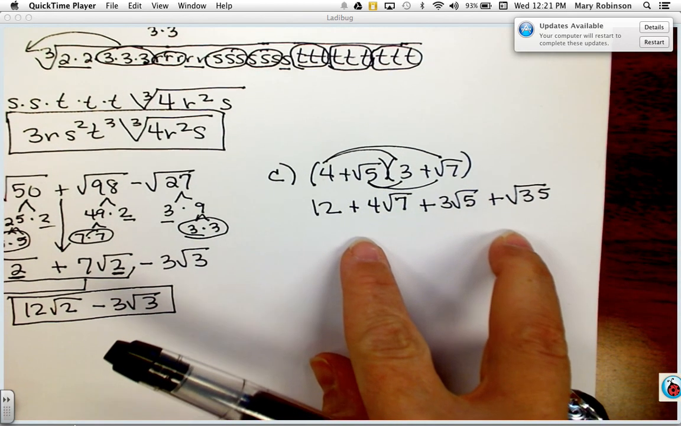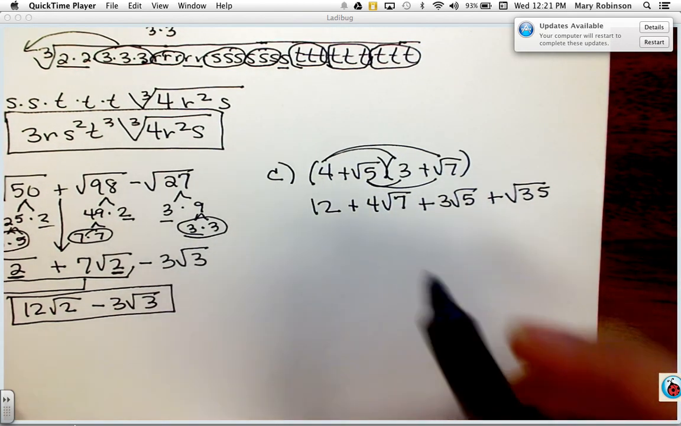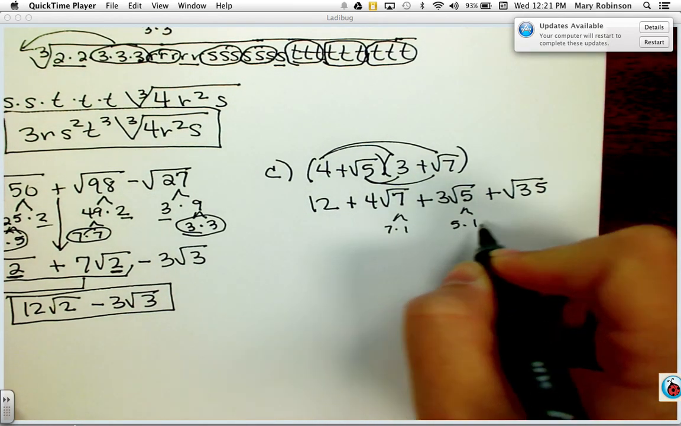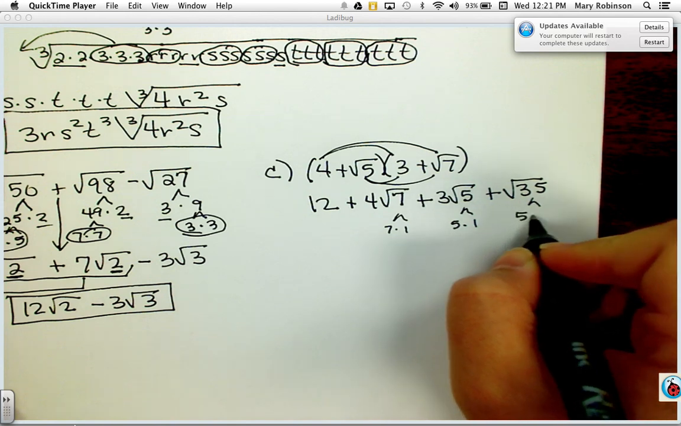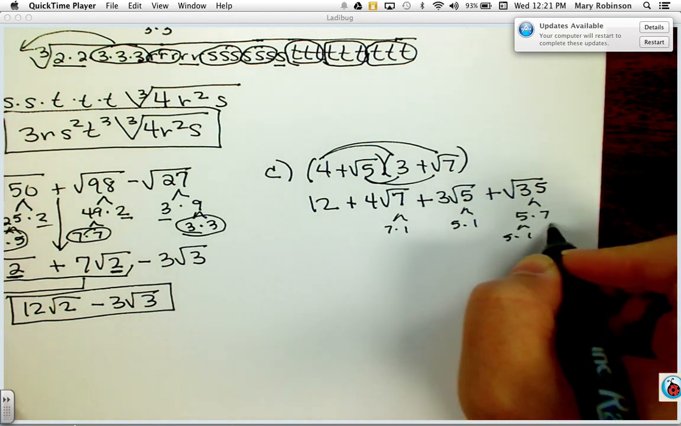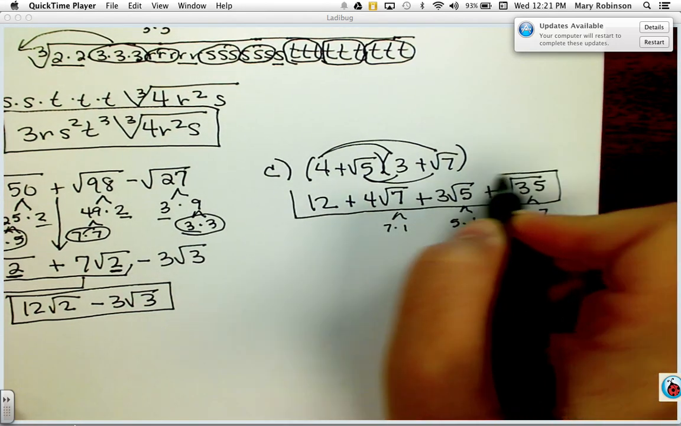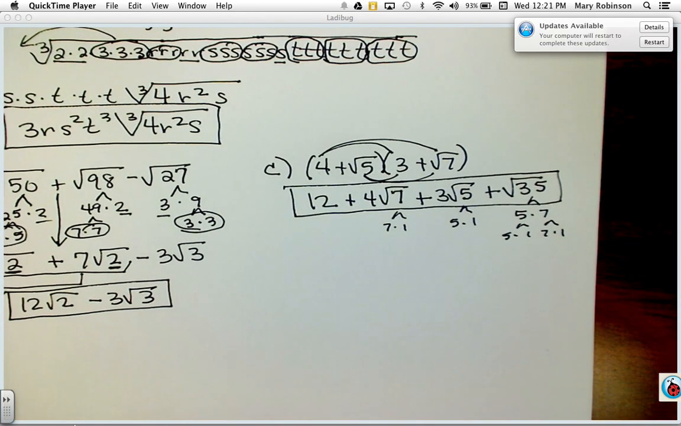We should always check to see if we can simplify. If we try to break down 7, we just get 7 and 1. If we try to break down 5, it's prime. If we break down 35, we just get 5 and 7, each of those being prime. So there's nothing that we can pull out. So this is indeed our final answer.